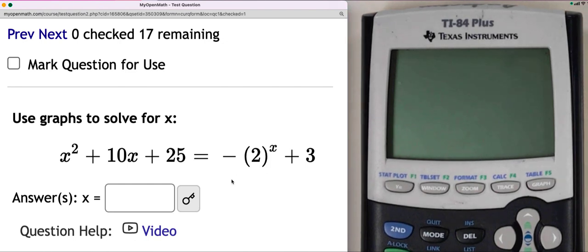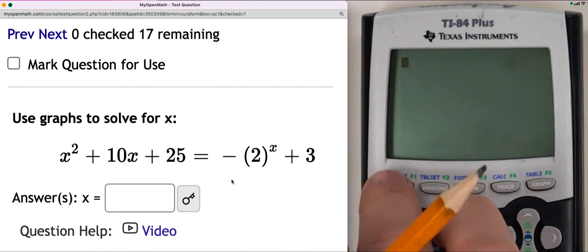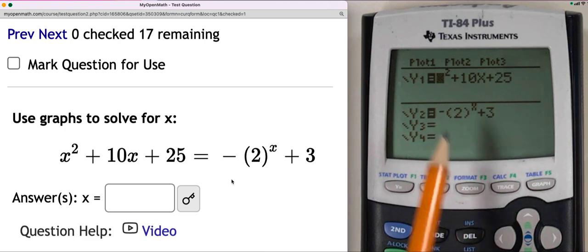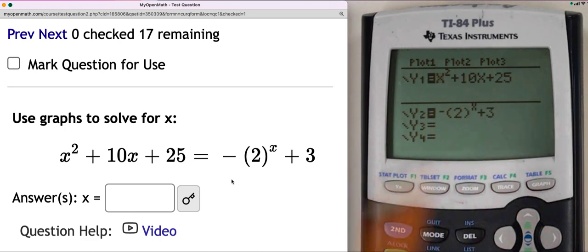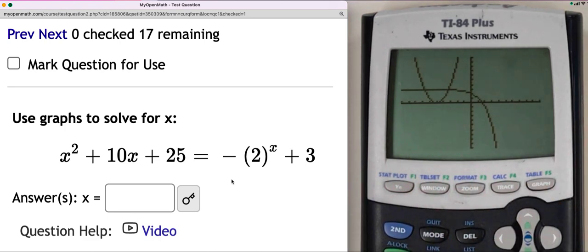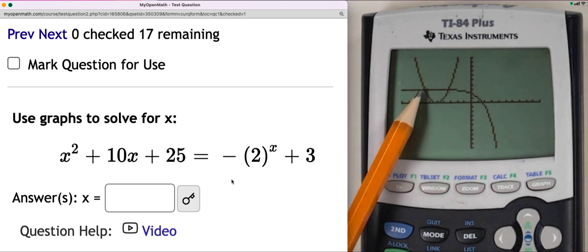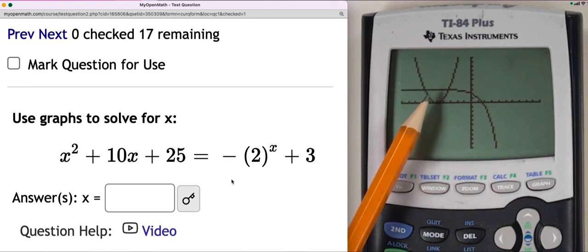So let's go through that real quick here. You'll turn your calculator on, go to the y equals, press the y equals button, and type in both the left side and the right side into your calculator. Then you'll press graph. You might have to adjust your window sometimes to make sure you can see where the graphs are crossing, but in this case, I can clearly see that these graphs are both crossing in two different spots. So I'm going to find those coordinates.